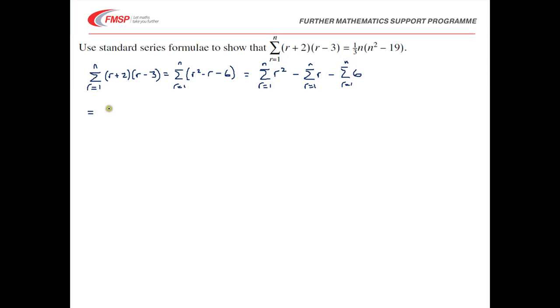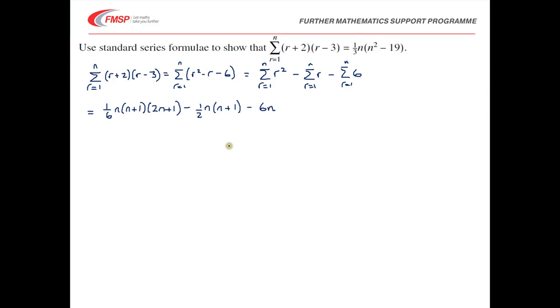Then copy carefully. First of all, the sum of the squares, 1/6 n, n plus 1, 2n plus 1, minus 1/2, this is the formula that you need to remember, n plus 1. And then minus 6n. Don't forget that, it's 6 plus 6 plus 6, n times, so that's 6n.